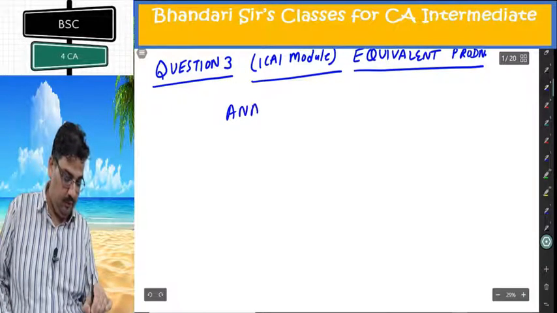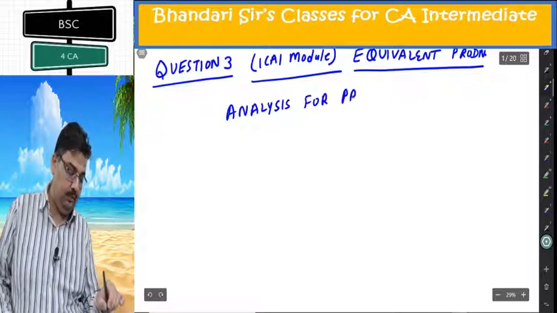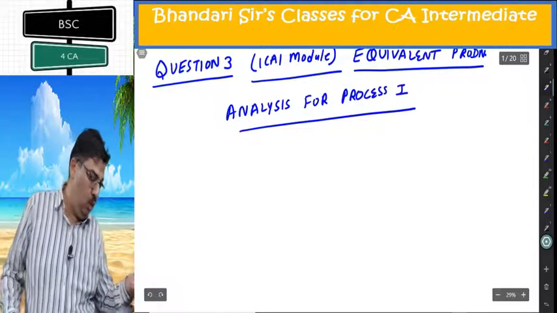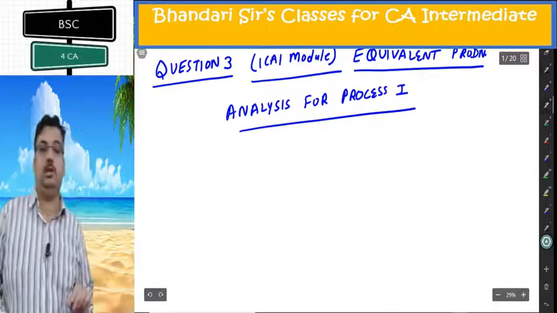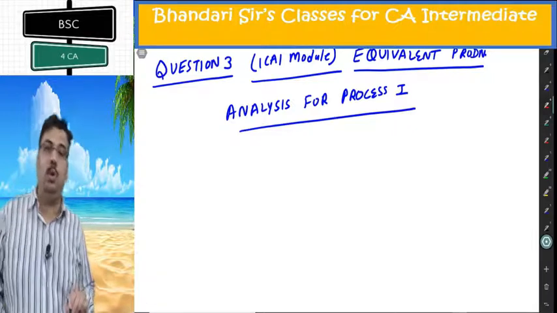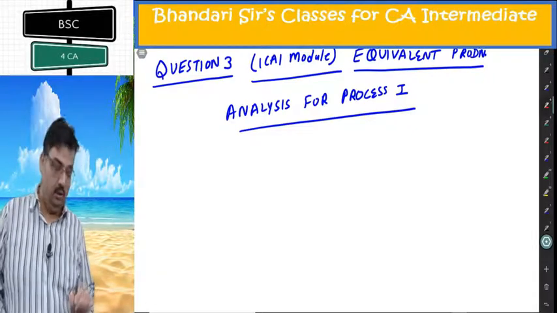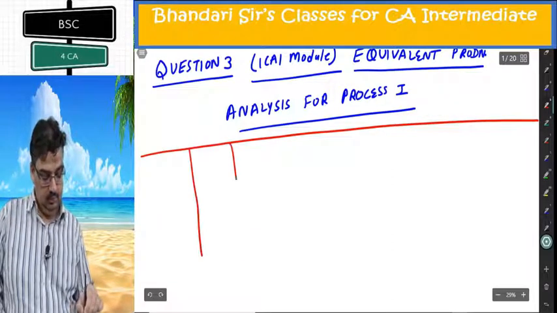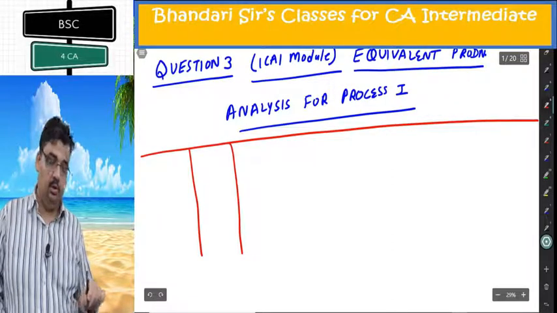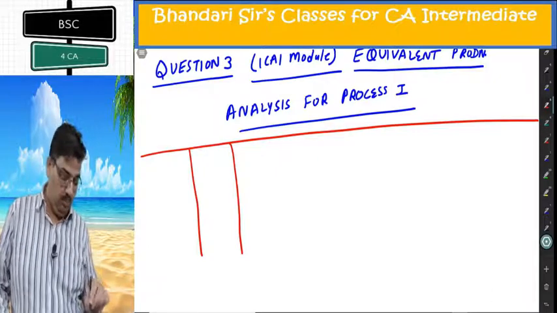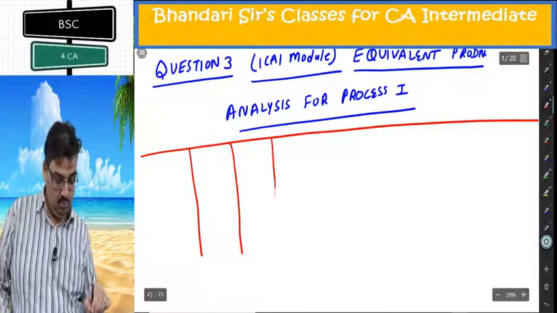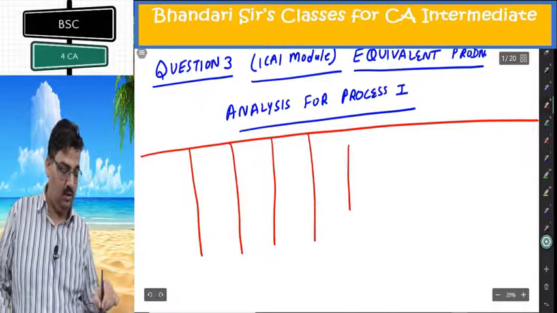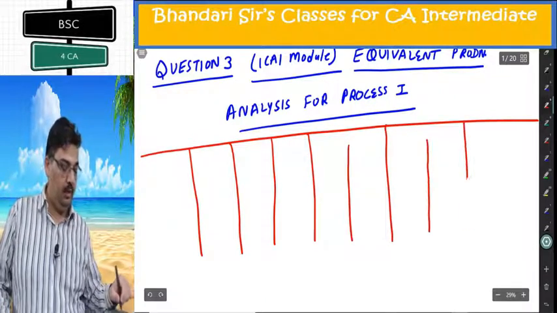Analysis for process 1. In process 1, there is no gain, no loss, no normal loss, no abnormal gain. So what am I going to get? Only 2 inputs, 2 outputs. So I am going to put again 10 columns. Can be done without that also, but I will still make it in a proper manner.